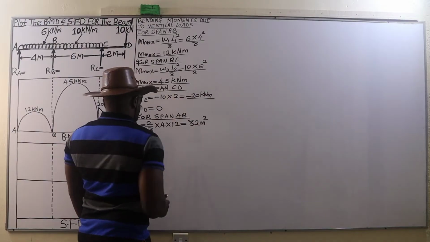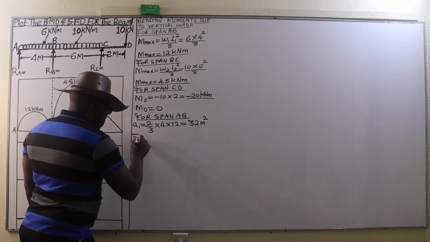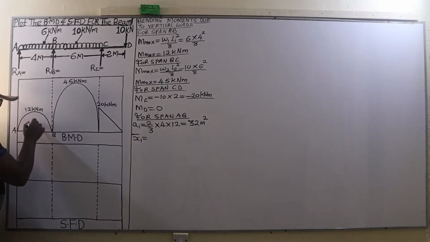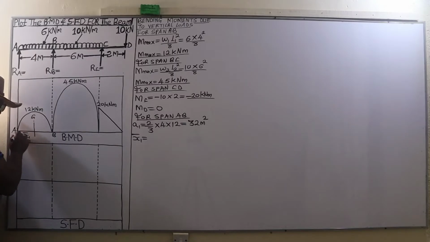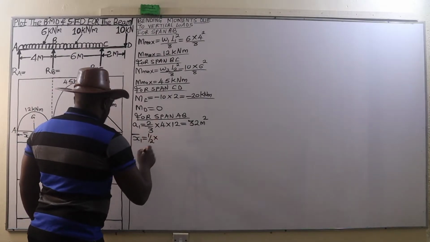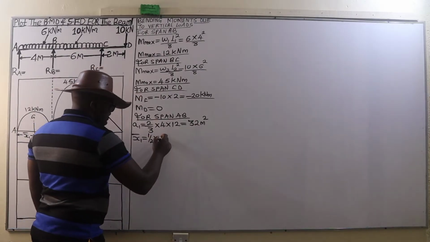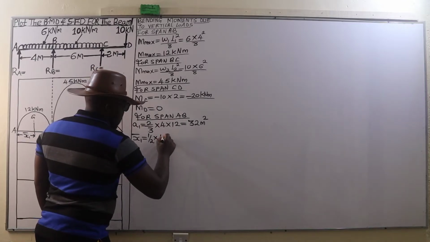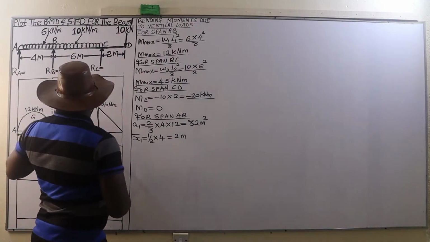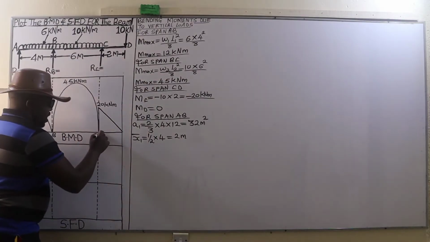32 square meters. Then we are going to find bar x1. And in this case, bar x1 is the distance from the center of gravity of this bending moment diagram all the way to the end A. So this is what we are calling bar x1. And in this case, bar x1 will be given by half the span A to B. So that is a half of 4 meters, which is 2 meters. Then from there, we go to the span BC.